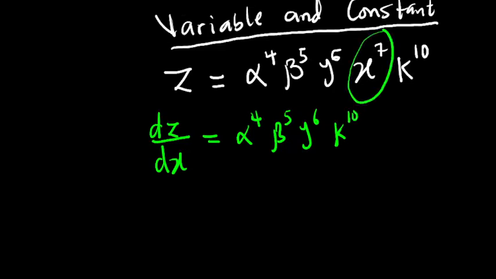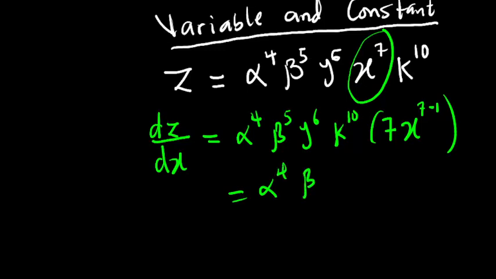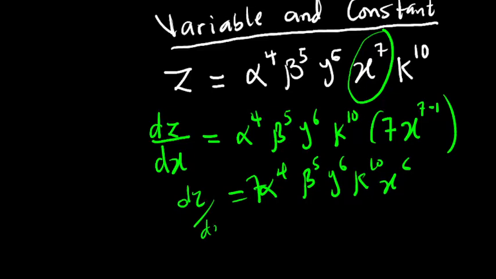And what did I tell you earlier? I said that this 7 will come down. You have x to the power 7 minus 1. Look at this. That means we have alpha raised to power 4, beta raised to power 5, y raised to power 6. So we have 7 here, x raised to power 6. You can see that every other thing is constant. So the only variables here are z and x.